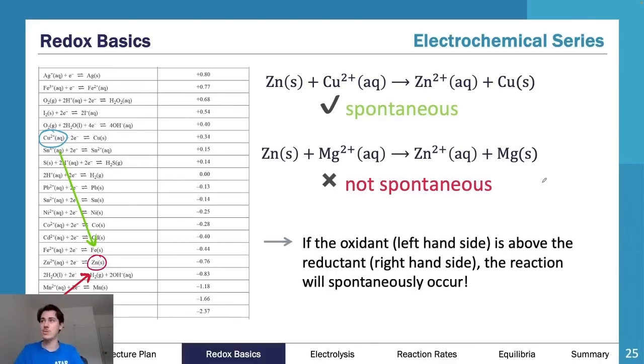and redox would not spontaneously occur in this situation here. So if the oxidant on the left-hand side is above the reductant on the right-hand side, we will spontaneously react. If not, then we won't get a spontaneous reaction.